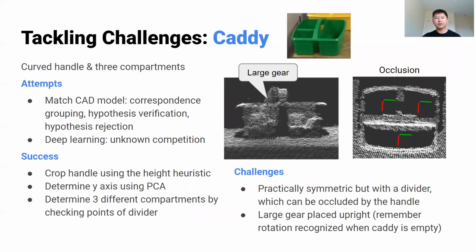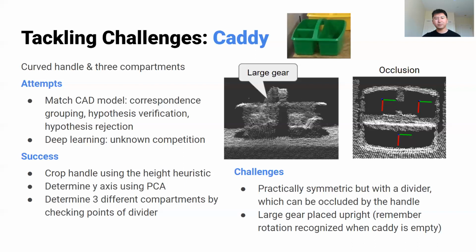The first challenge we solved here is the caddy. Different from the common bin, the caddy also has a curved handle and 3 different compartments. Initially, we converted the caddy's CAD model to a point cloud and tried 3 different methods to compare with what we get from the head camera. But none of them worked in our case. We considered deep learning, but because the competition arena is unknown beforehand, we didn't use it because we were concerned that transfer learning wouldn't work well. We finally solved the caddy detection by cropping the handle using a height heuristic and determining the y-axis by PCA.